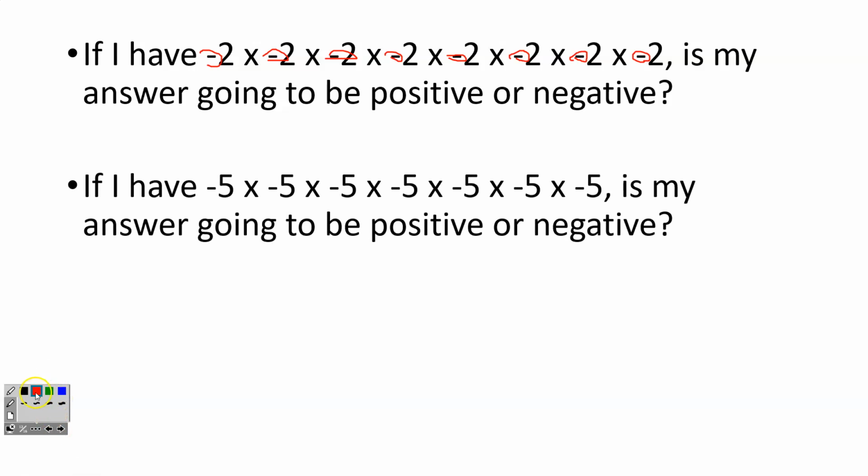How about this one? Give you a moment to think. One negative, 2, 3, 4, 5, 6, 7. So in this case, there's 7 negatives. 7's an odd number, so my answer is going to be a negative.